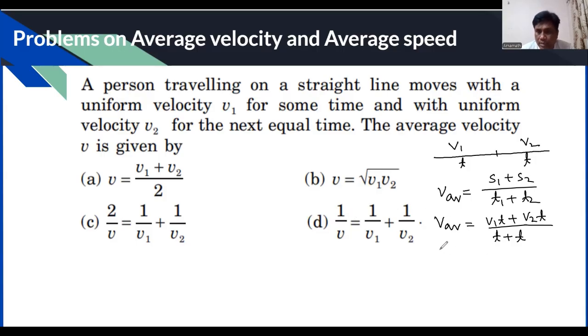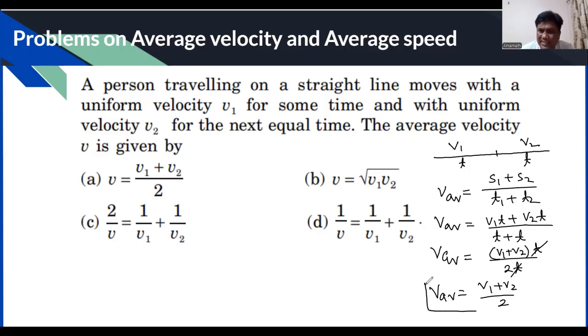So velocity average will be what? Here it is 2t, and here it is V1 plus V2 whole into t. Okay, t will get cancelled. So velocity average will be V1 plus V2 by 2. See, this is like equivalent resistance, equivalent capacitance, or you can say that it is equivalent velocity.